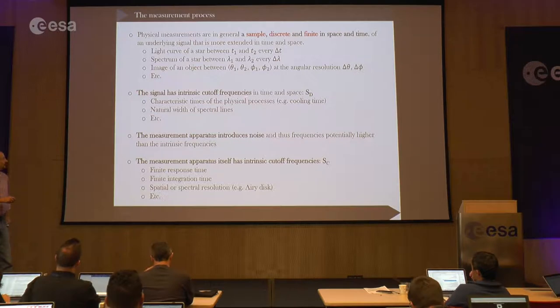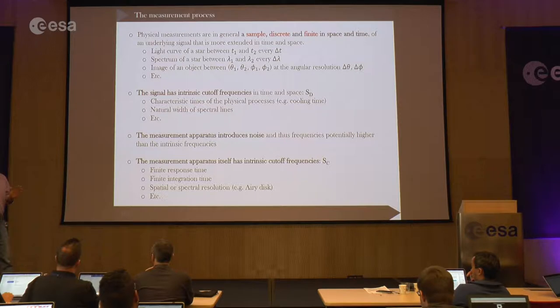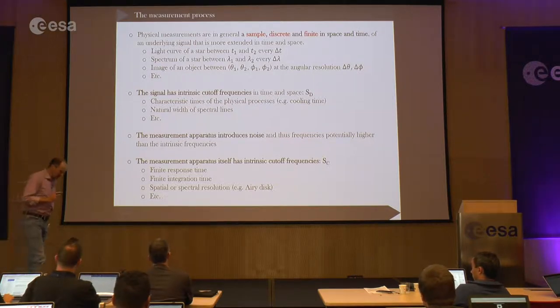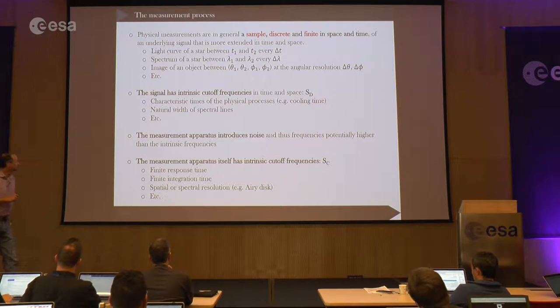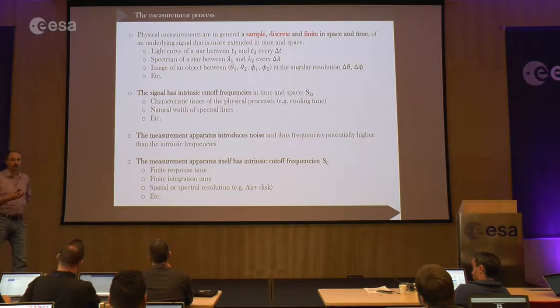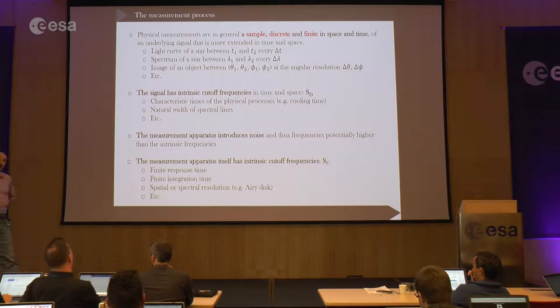Your signal usually has intrinsic cutoff frequencies, meaning that you don't usually have, in the signal itself, frequencies larger than a given frequency SD. And here I'm using the notation of the Bro and White paper that I showed at the beginning. That's due to the fact that in a physical signal you will have characteristic times, for example a cooling time. Say you don't have anything that goes faster than a cooling time or a propagation time or whatever.